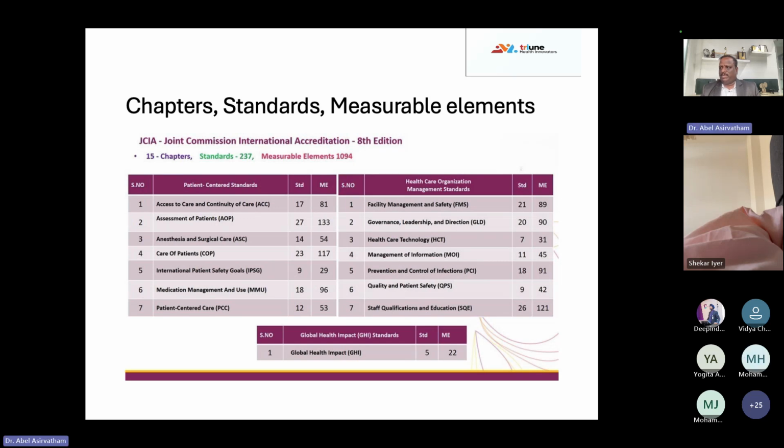And the chapter which has a maximum number of standards is assessment of patients. Okay, and the second being staff qualification education. Okay. So let us go one by one.